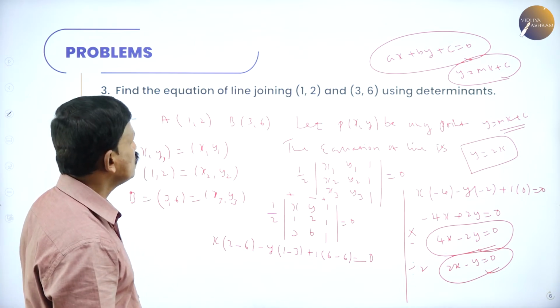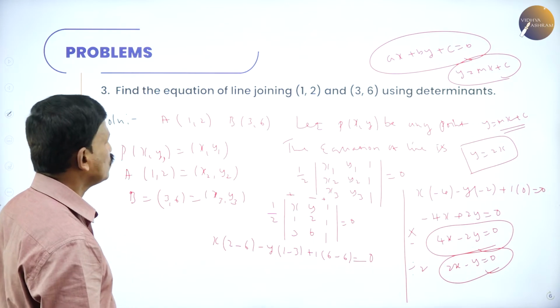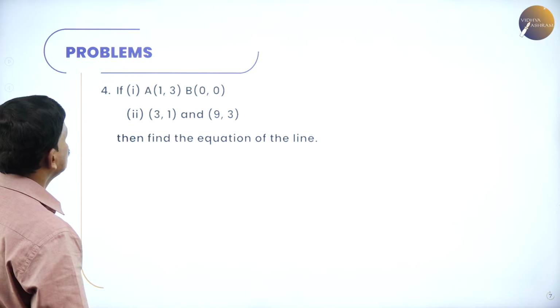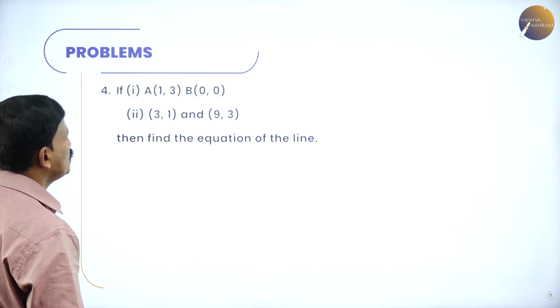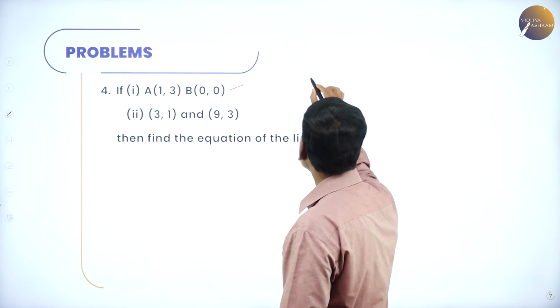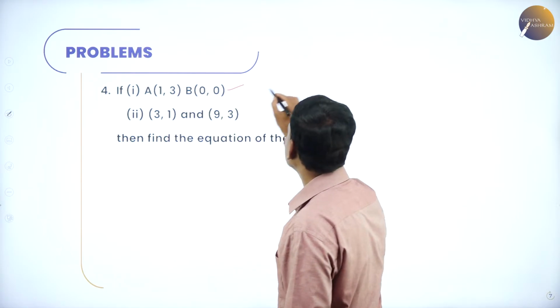Now let us take a similar type of problem. I'll take one more problem. If A is (1, 3) and B is (0, 0), find the equation of the line. Let us come to the first problem. What is the first problem given? A (1, 3), B (0, 0).